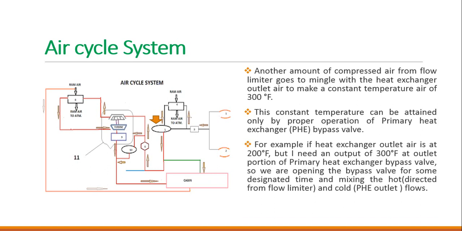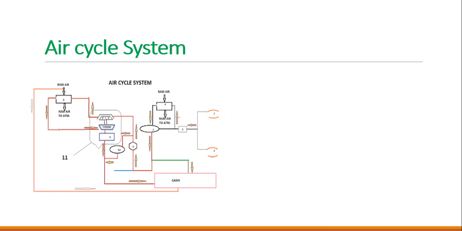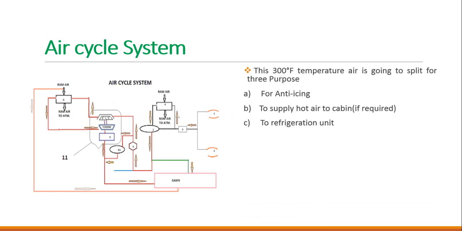The constant temperature air can be attained only by operating the primary heat exchanger bypass valve. Suppose the temperature from the heat exchanger outlet is very much less, then the bypass valve gets opened, and the hot air from the compressor gets mixed with this outlet air, so that the temperature is maintained at 300 degrees Fahrenheit.